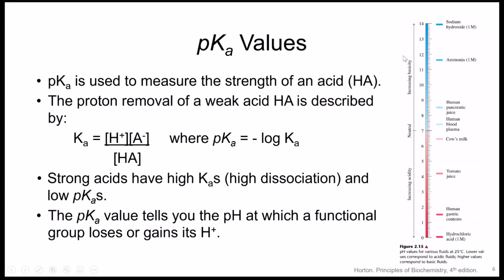The pKa value is obtained from the negative logarithm of the acid dissociation constant, or Ka, where Ka measures how much of the acid, or HA, dissociates into protons and the conjugate base, or A-. Strong acids will have high dissociation constant, Ka values, and low pKa values. pKa values are useful because they tell you the pH at which a functional group loses or gains its proton.